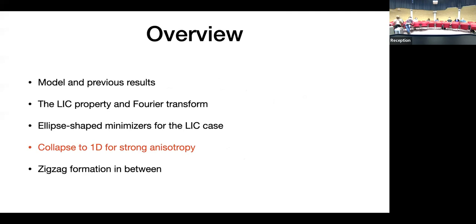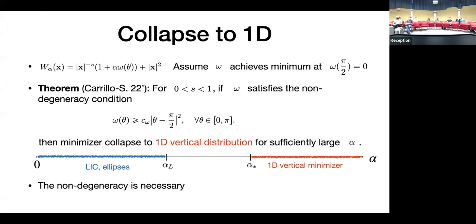And what about the collapse into one spatial dimension? So our result is like this: suppose you take some anisotropic potential with parameter alpha, which favors the vertical direction. As long as your omega is non-degenerate near this vertical direction, that is, it is bounded from below by a quadratic function, then you basically have enough coercivity to push it into the one-dimensional distribution. Then we can prove that for sufficiently large alpha, the minimizer has to collapse to a one-dimensional vertical distribution, which is some kind of one-dimensional minimizer.